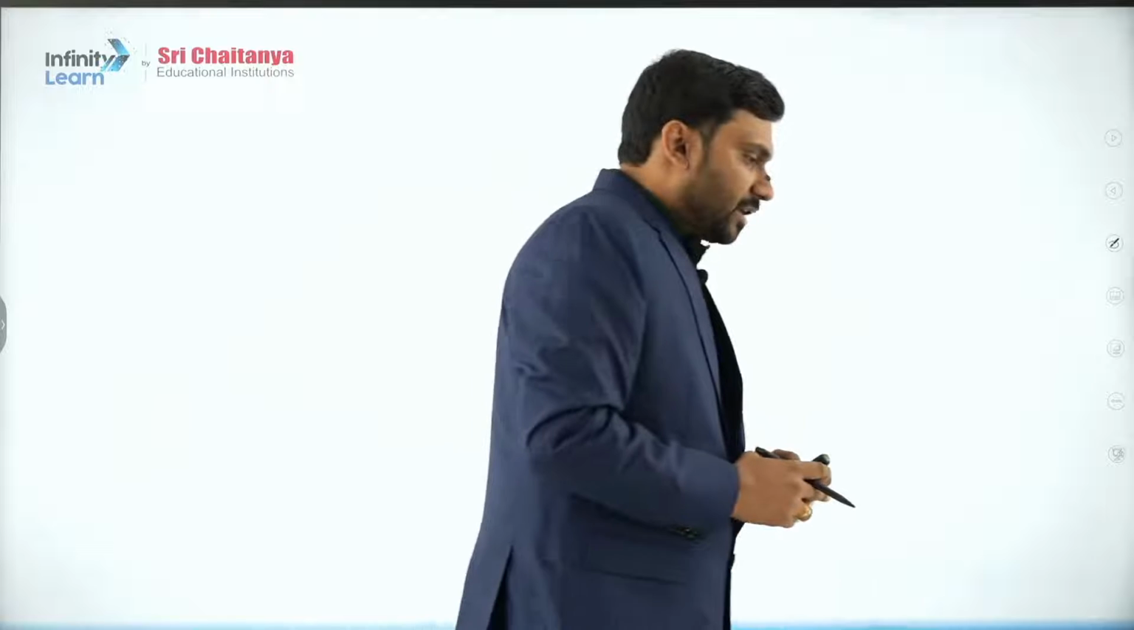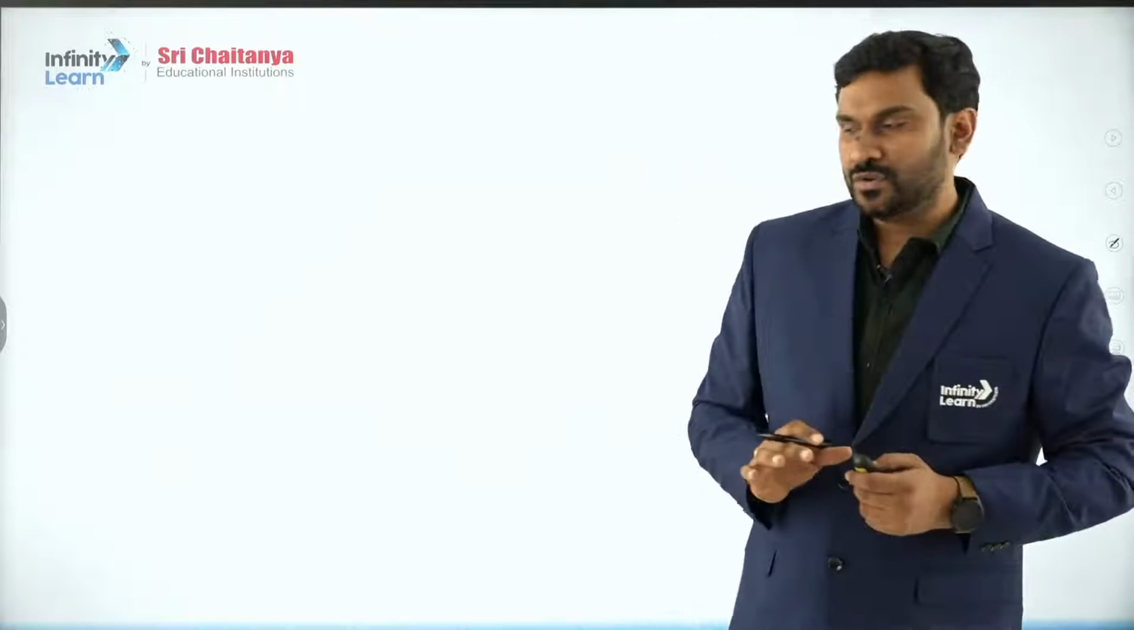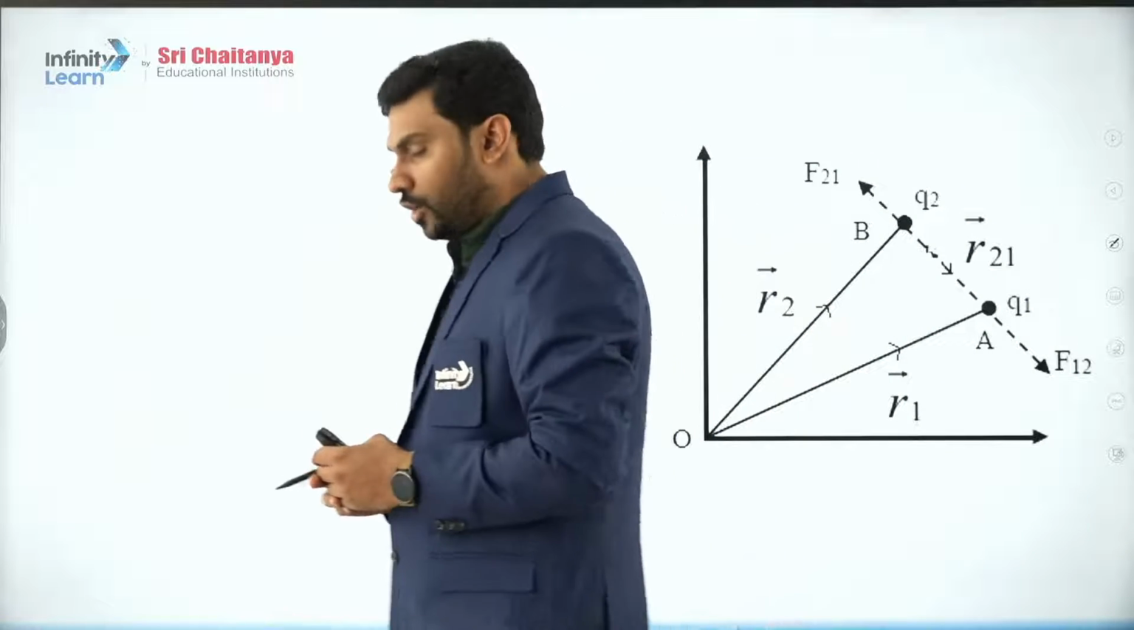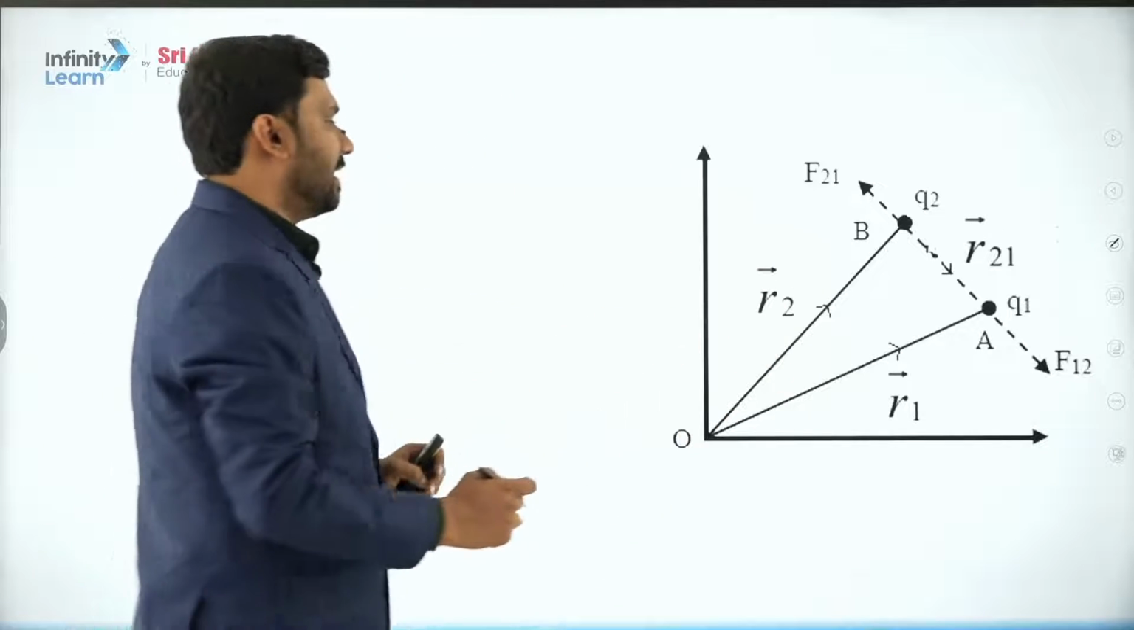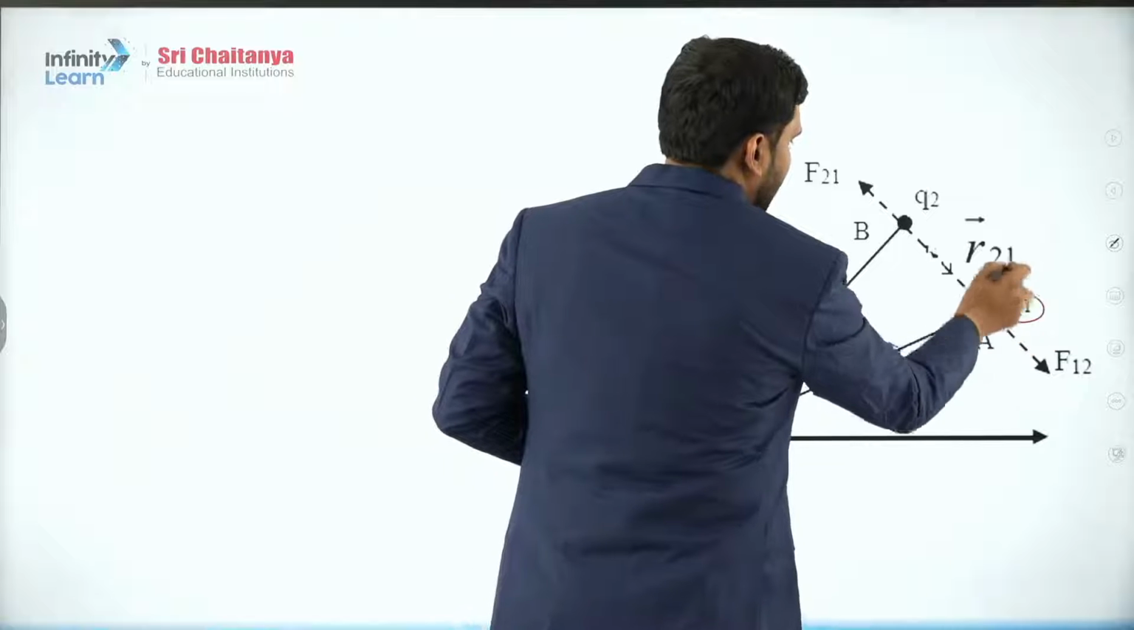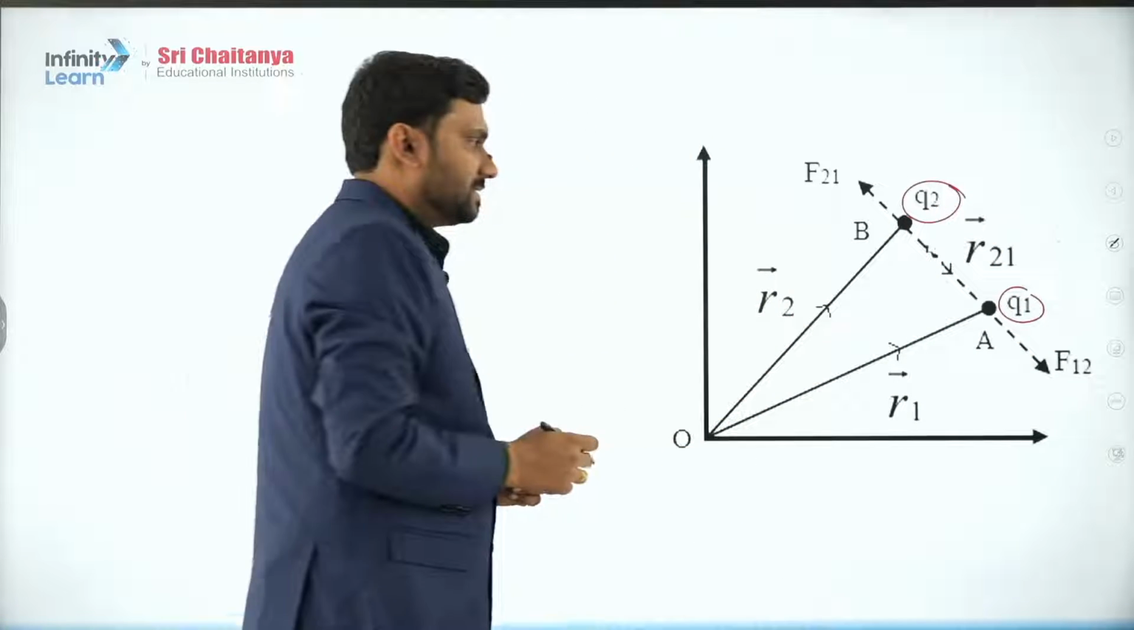So first we will talk about Coulomb's law. Everybody knows Coulomb's law since this is a JEE Advanced class, so I will not talk about the elementary things. You can see that this is the diagram where there are 2 charges, Q1 and Q2. They are separated by a distance R21.